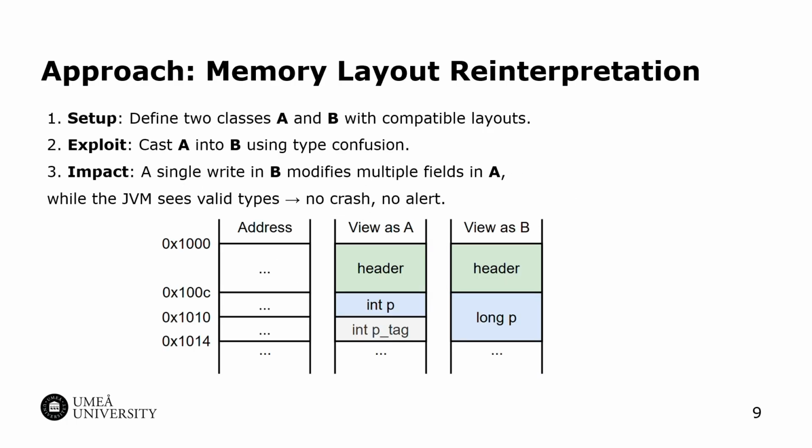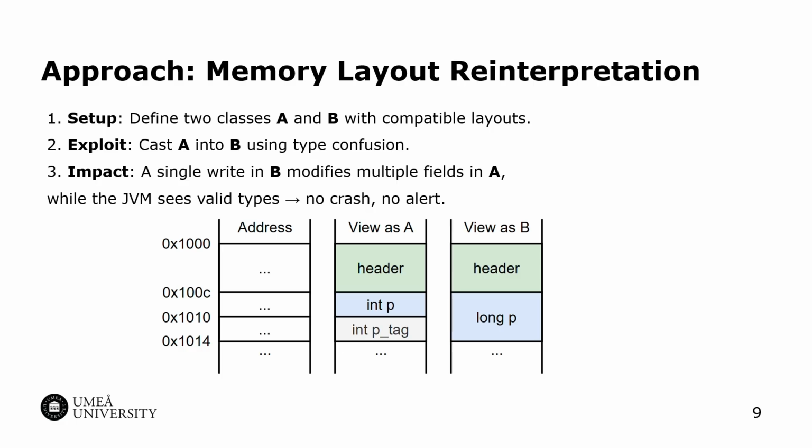Let's look more closely at how we exploit the type confusion in memory. In the setup, we define two classes, A and B, with compatible layouts that can overlap in memory when reinterpreted. For example, class A contains an integer field, plus an invisible taint tag automatically inserted by the analysis tool. Class B has a single long field.